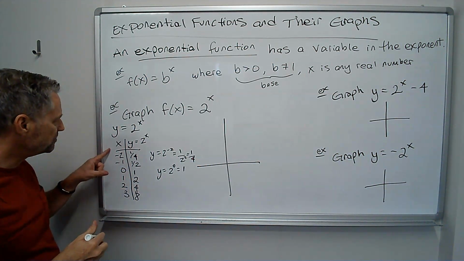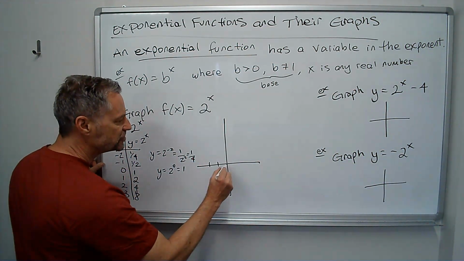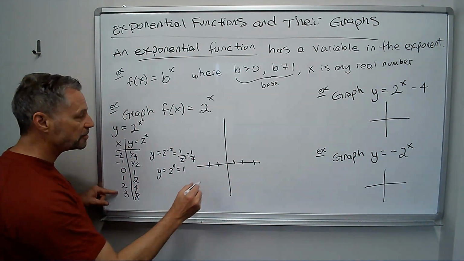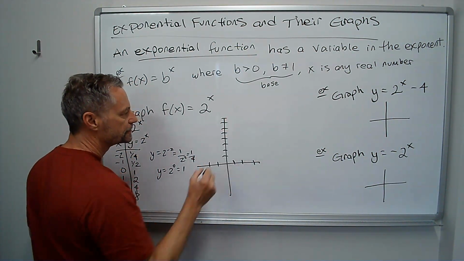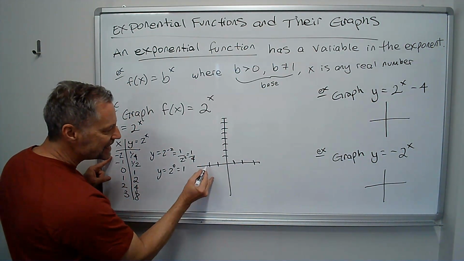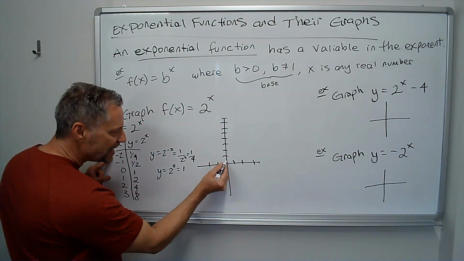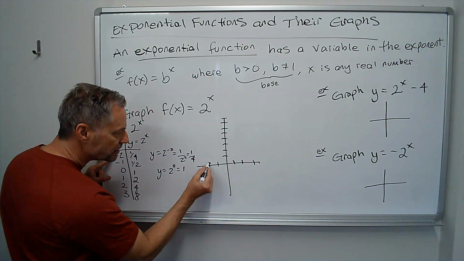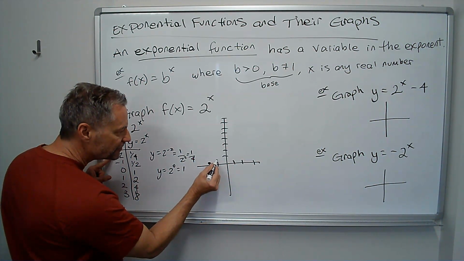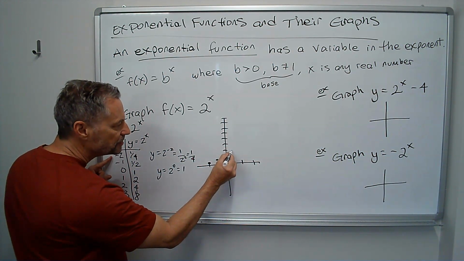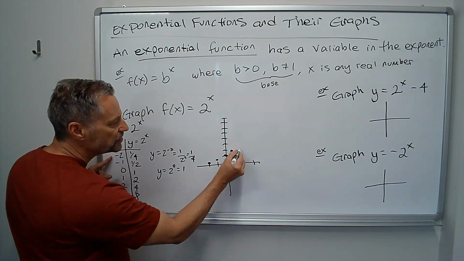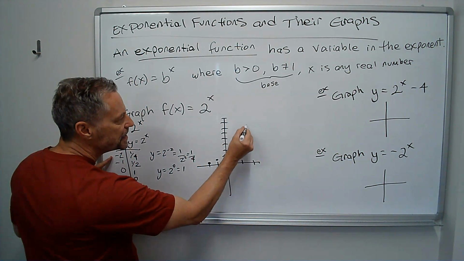I'm going to graph them. So let's see, I'll go over here to negative 2, here to positive 3. I go up to 8 in the y direction. Okay, so at negative 2, let's see, if this is 1, that's a half, that's quarters way down here. Then I'm at a half for negative 1. Then I go up to 1. Then I go up to 2. Then I go up to 4. Then I go up to 8.